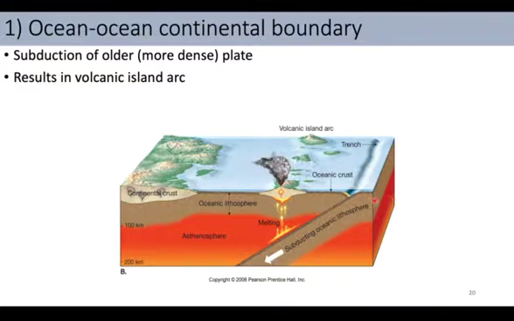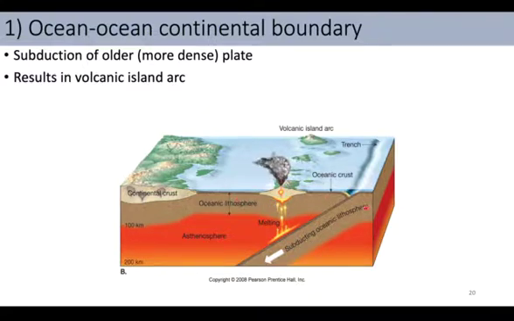So this plate subducts down into the asthenosphere. Once it gets deep enough, it's going to start melting. Now that liquid magma, that melted rock, is going to rise up towards the surface. It's actually going to rise all the way up to the surface. When magma reaches the surface, it creates a volcano. So that is how we create volcanic island arcs. That is a line of volcanoes that are islands above and on the overriding plate.